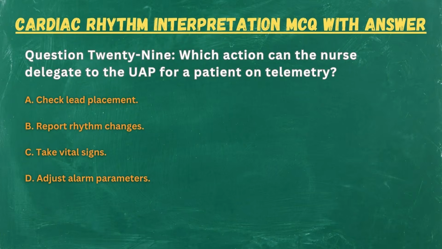Question 29. Which action can the nurse delegate to the UAP for a patient on telemetry? A. Check lead placement. B. Report rhythm changes. C. Take vital signs. D. Adjust alarm parameters. Answer: C. Take vital signs.